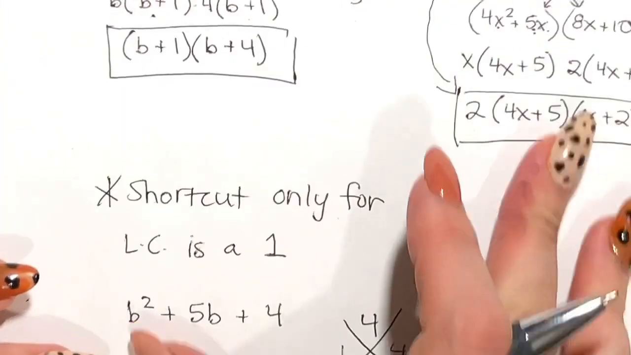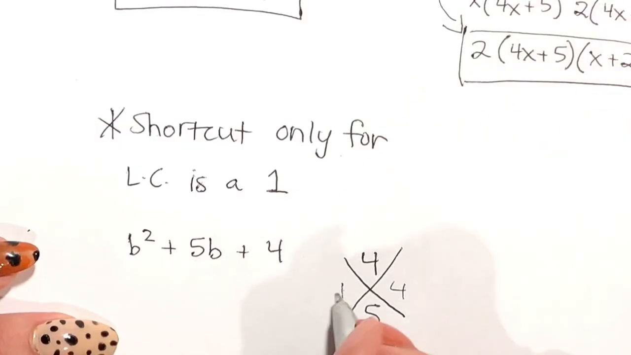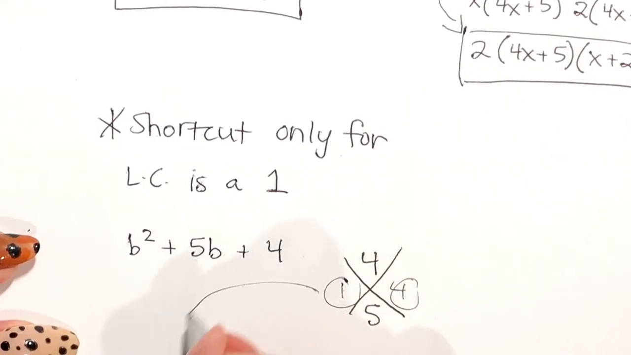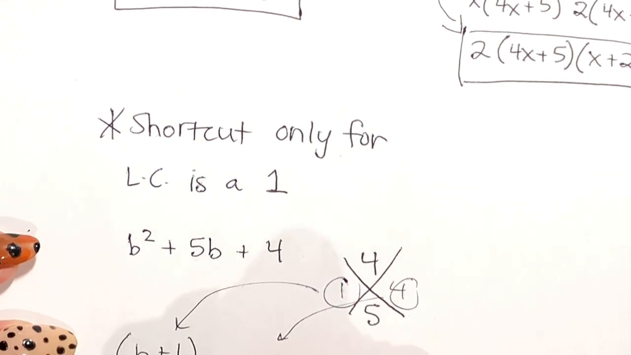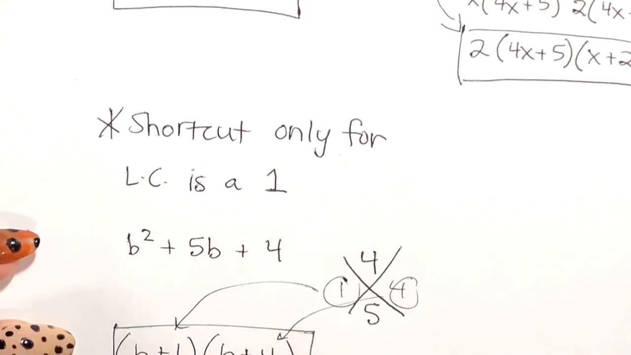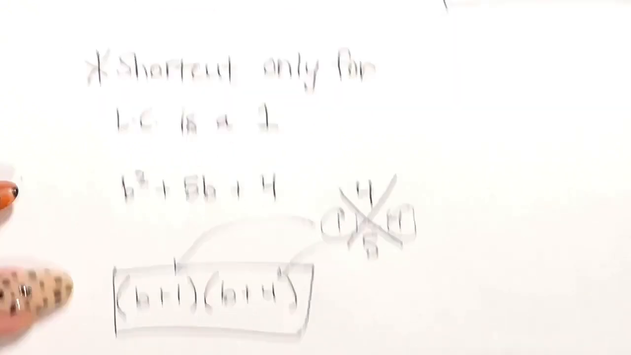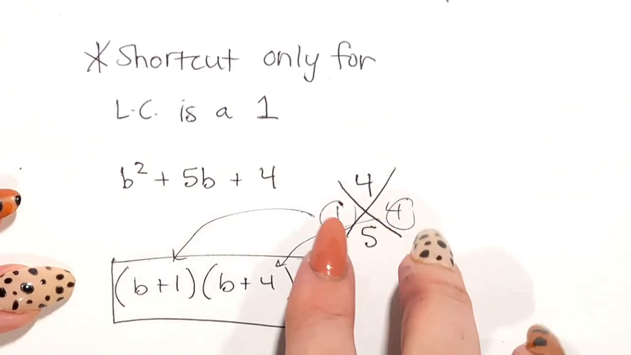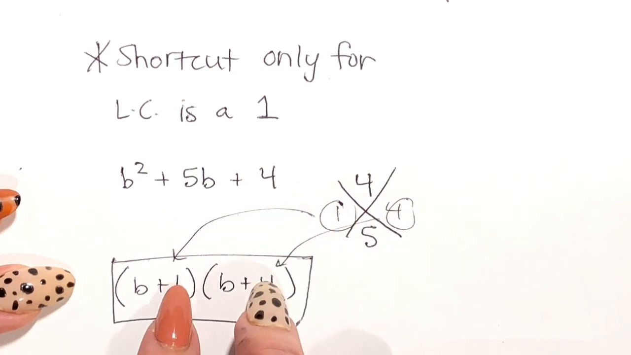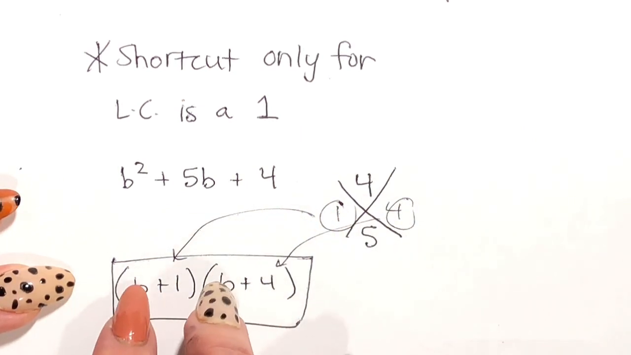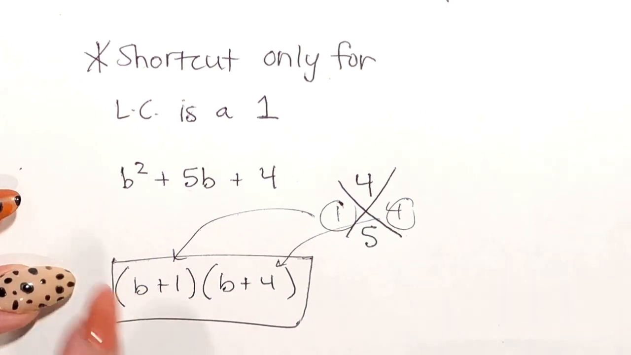Instead of going through and doing all of this work, the shortcut is that you can just take those two numbers and go straight into your answer. You're going to have b plus 1 and b plus 4, and you're done. So that's the shortcut, which is really convenient. Once you get those two numbers, they just plug into your parentheses with your variable in the front. So if it's a b, it'll be a b. If it's an x, this will be an x. So that's a really convenient one to do.